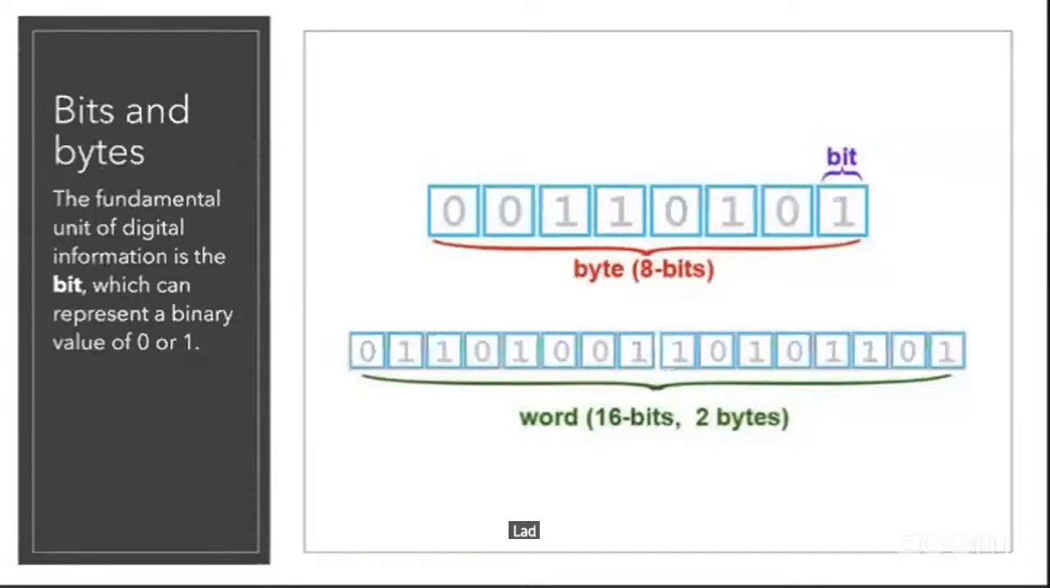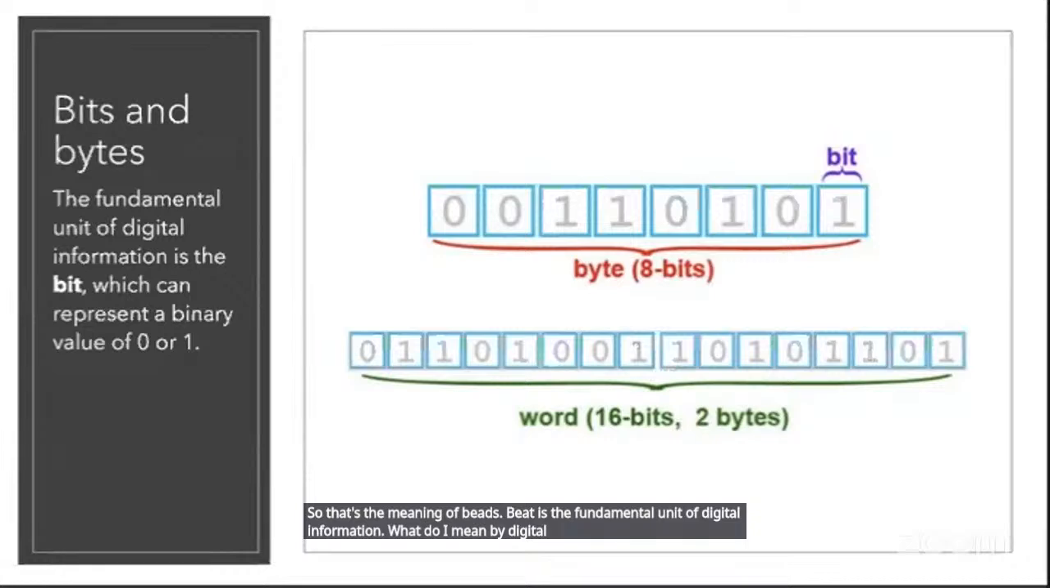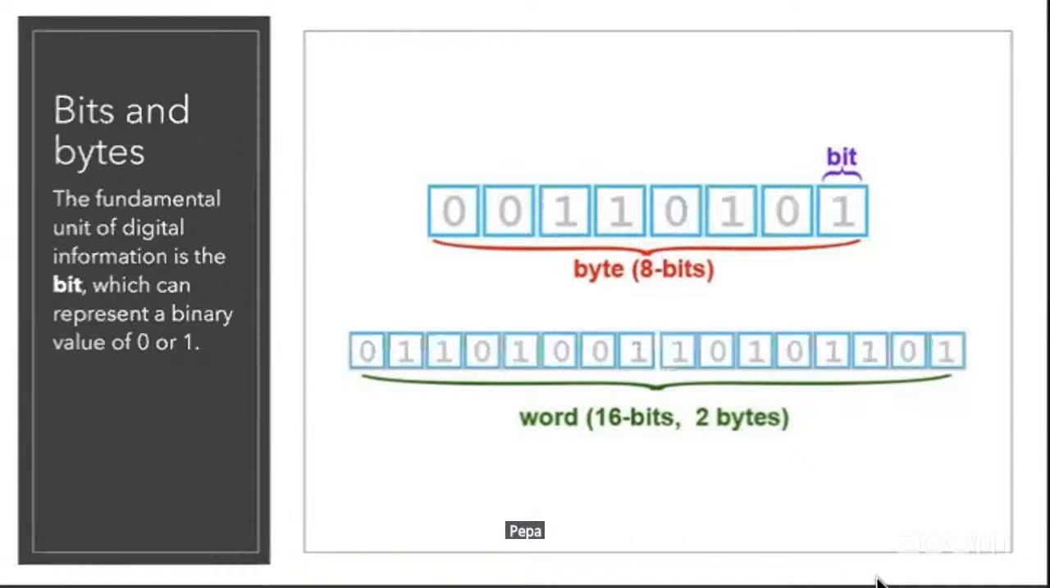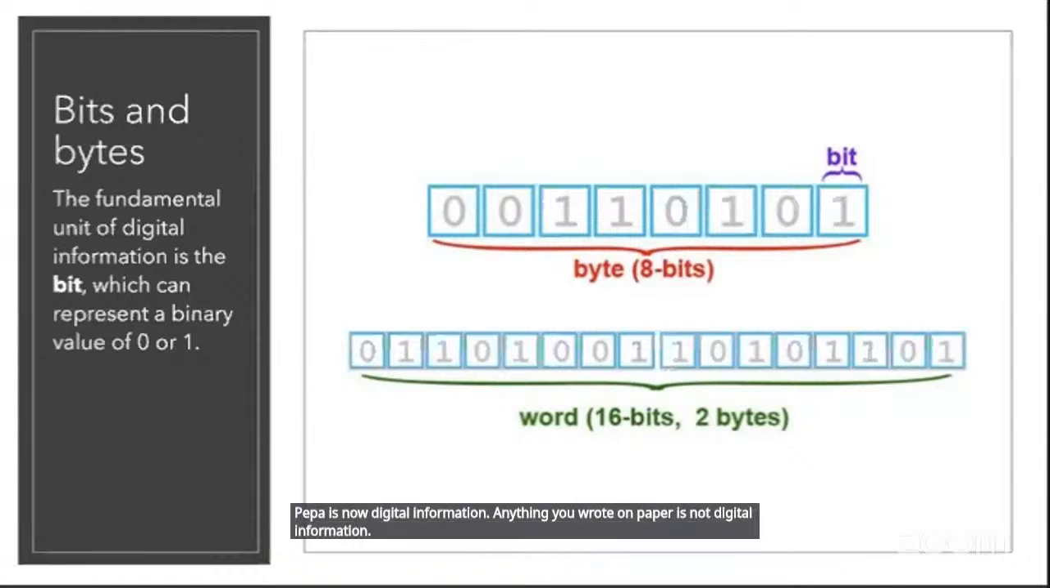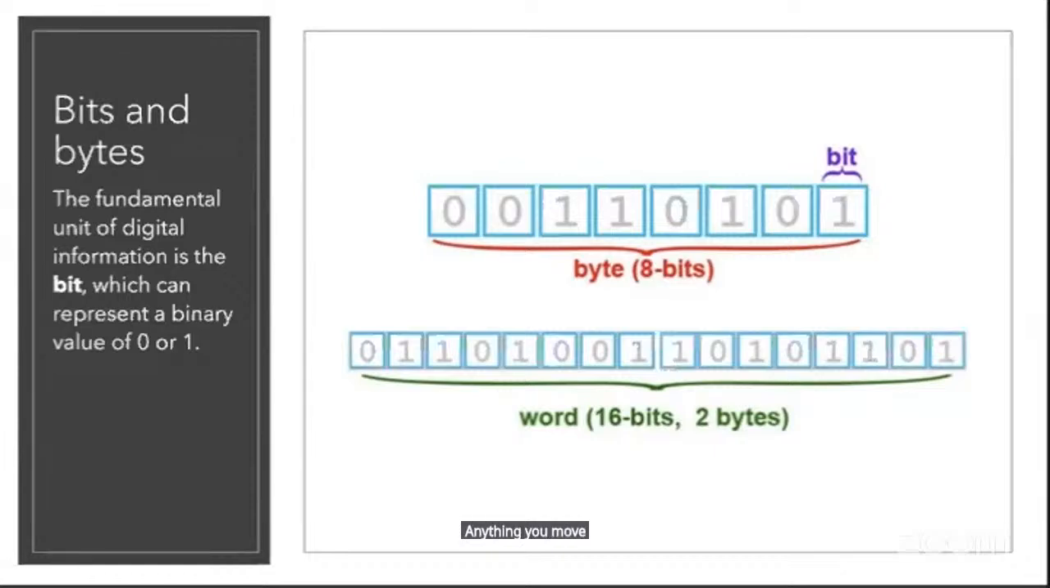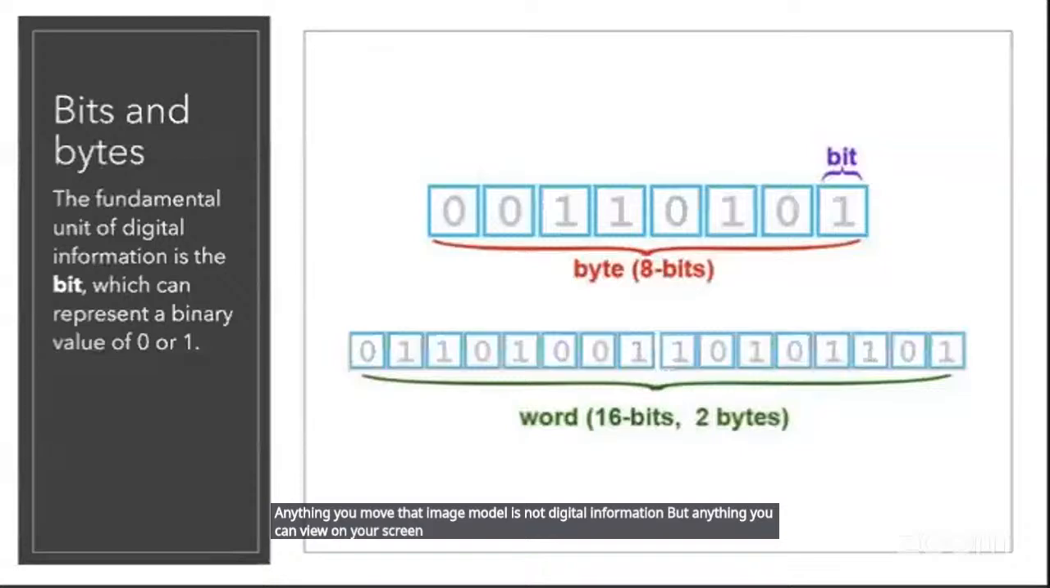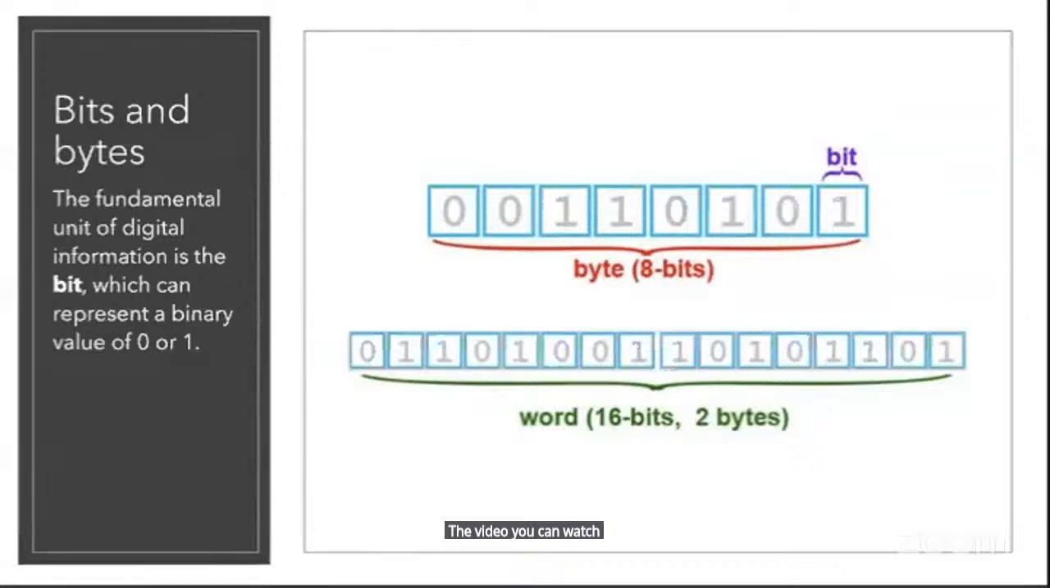Ladies and gentlemen, the SI unit of digital information is bit. So that's the meaning of bit. Bit is the fundamental unit of digital information. What do I mean by digital information? Any information that can be represented in a computing system. Paper is not digital information. Anything you wrote on paper is not digital information. Anything you molded, image you molded is not digital information. But anything you can view on your screen, or the music you can listen to, the video you can watch, the text you are writing, the diagram you are drawing, these are digital information.